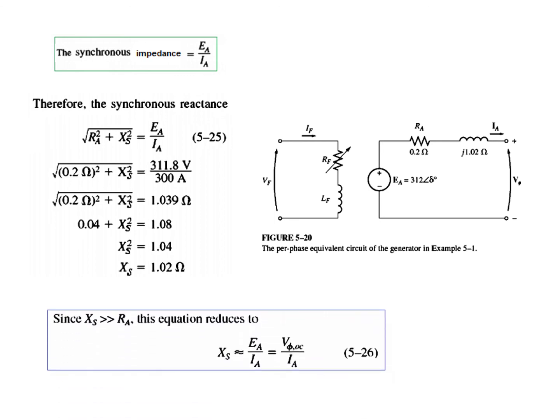A point to note is that XS is much greater than RA. You can see this is 1.02 and RA is only 0.2, so it is about 5 times greater. So it is easier to just ignore RA from here. If you ignore RA, then we will just have XS approximately equal to EA over IA, or V open circuit over IA. So I hope this gives you a basic introduction of the synchronous generator.